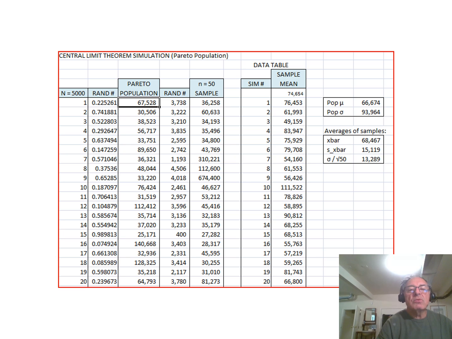I've also done this again with a non-normal distribution. The Pareto distribution is highly skewed, but I did the same process. I want to sample, although I've taken a bigger sample of 50 this time, from a Pareto distribution, calculated the mu's and sigmas and so on. Again, my x bar is close to my mu. Here I calculated the standard deviation of all my x bars and compared it to sigma over the square root of the sample size.